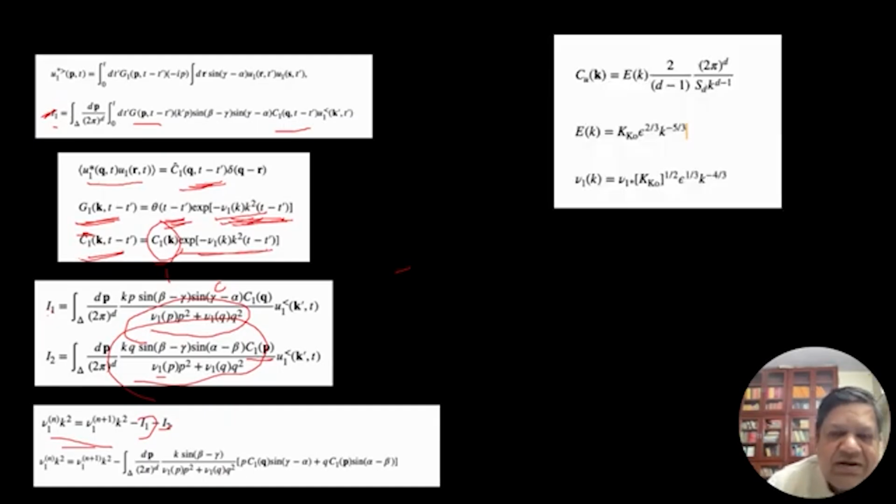However, if we could get the expressions I1 and I2, then I will get this equation: nu1 k squared is nu plus k squared. Please remember that, let's write it here. Now, the quantity of concern is these and this nu1 p functional form. So in self-consistent theory, let's call it self-consistent, I'm going to use the other color.